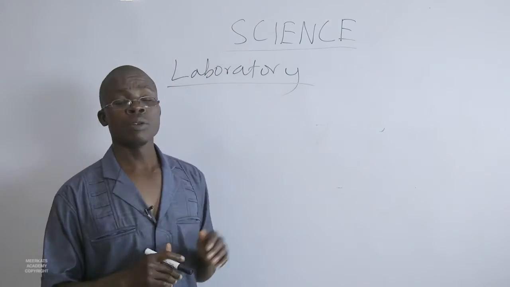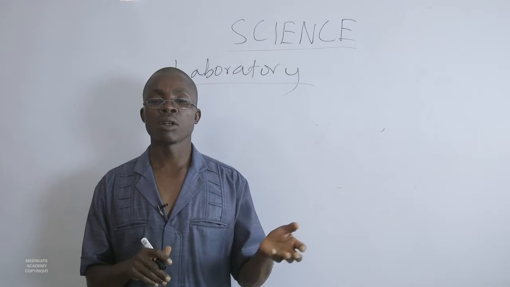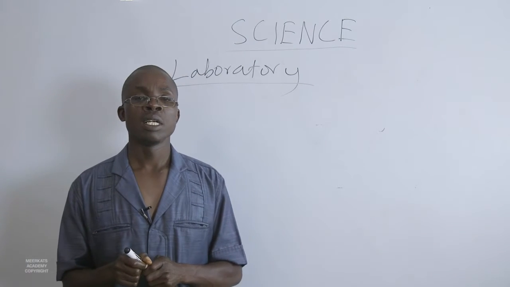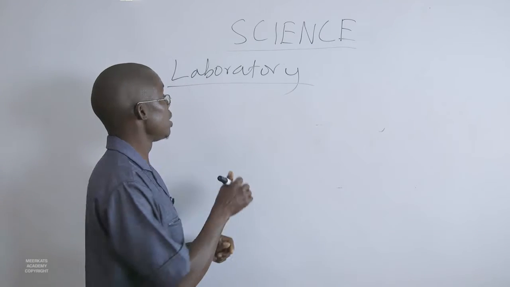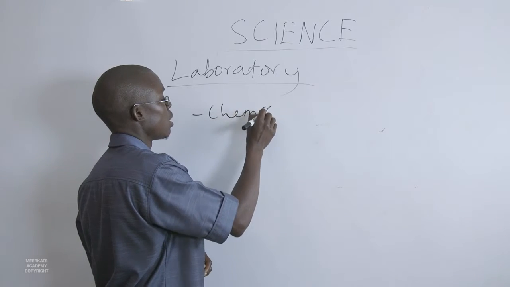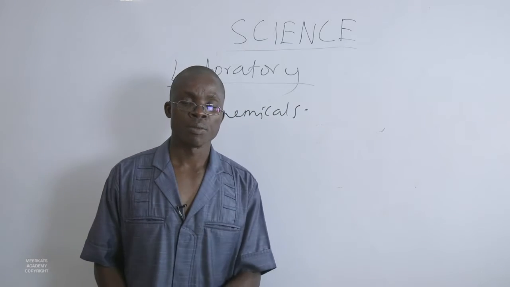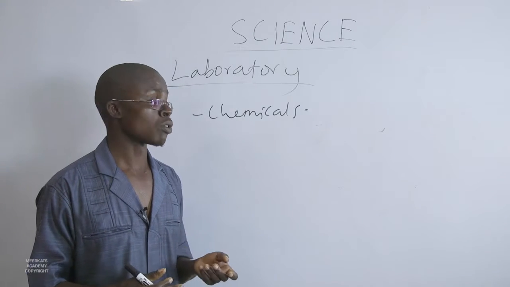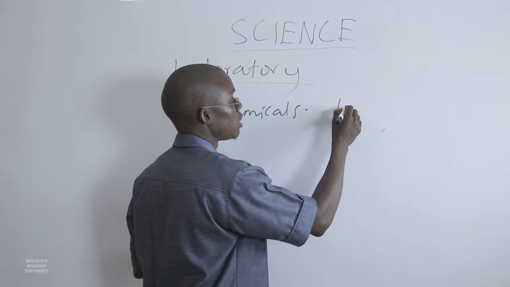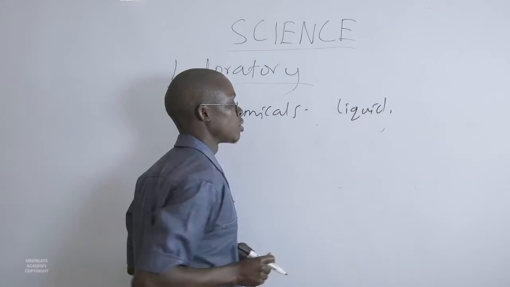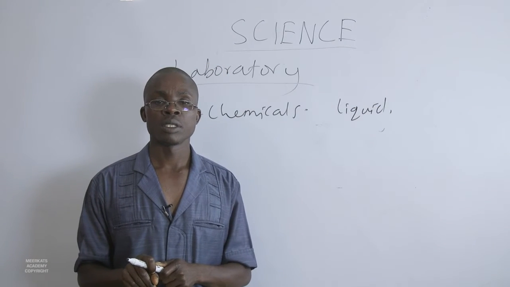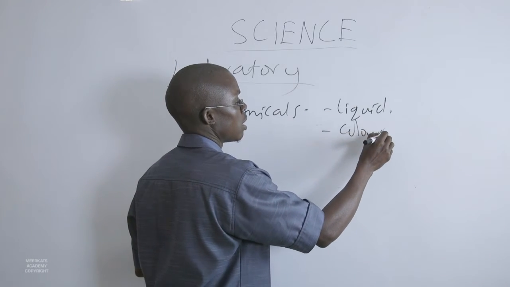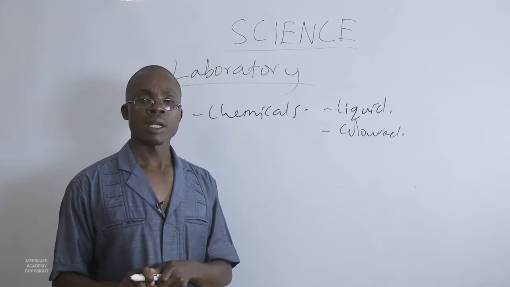So, as we saw, each area of study has its own type of lab. Our chemistry lab is mainly a lab that deals with chemicals. And most of these chemicals, not all, but most of them, are in liquid state. Most of them are colored.